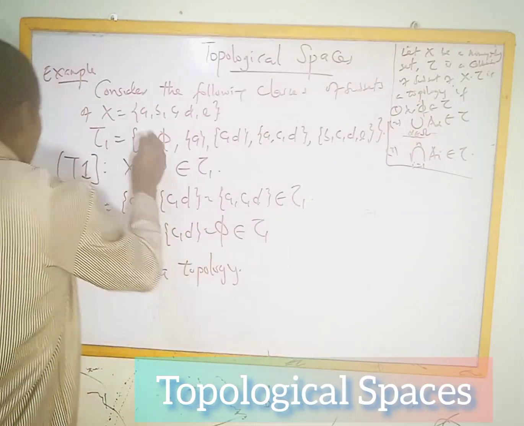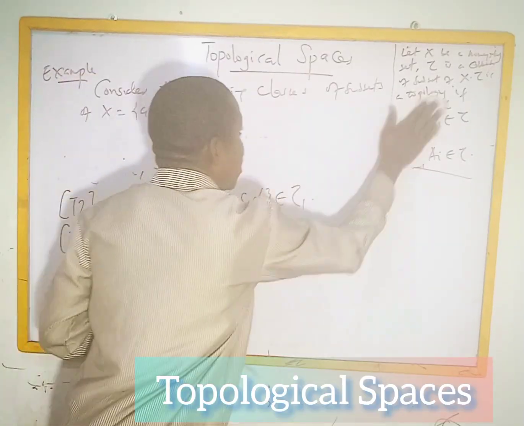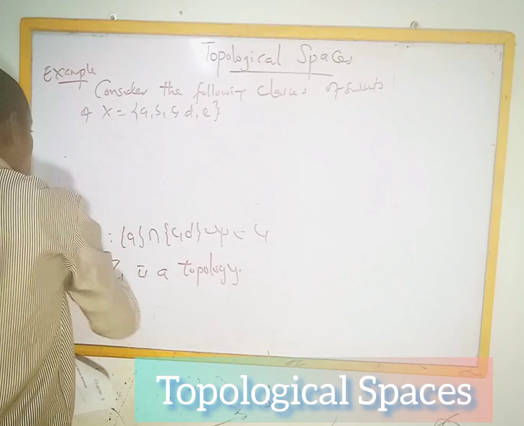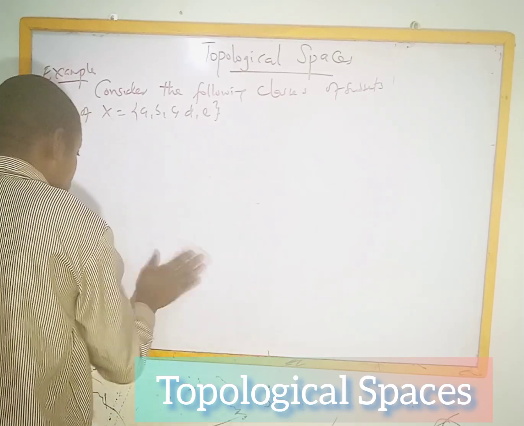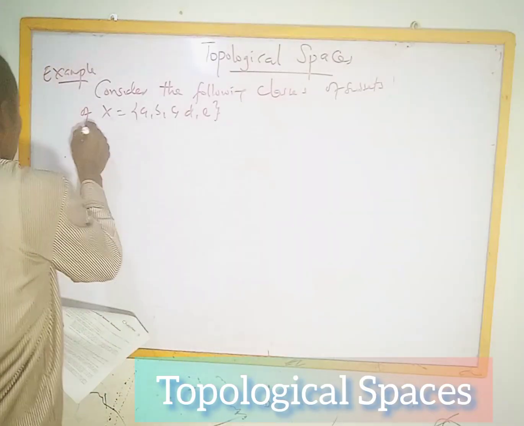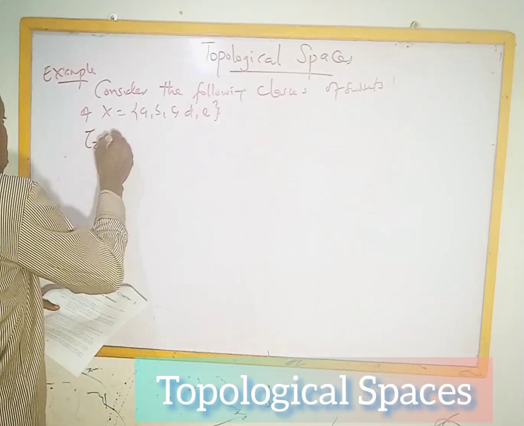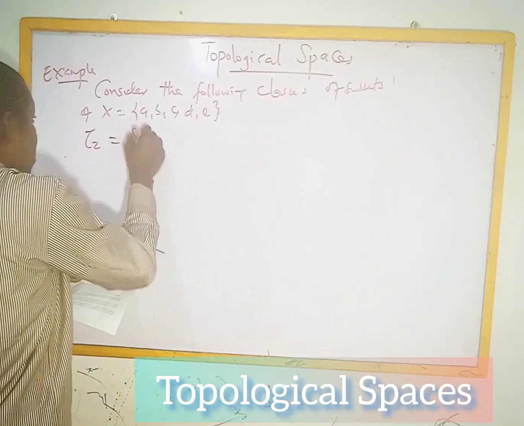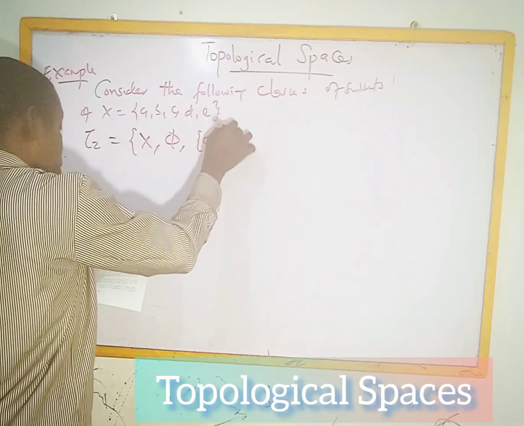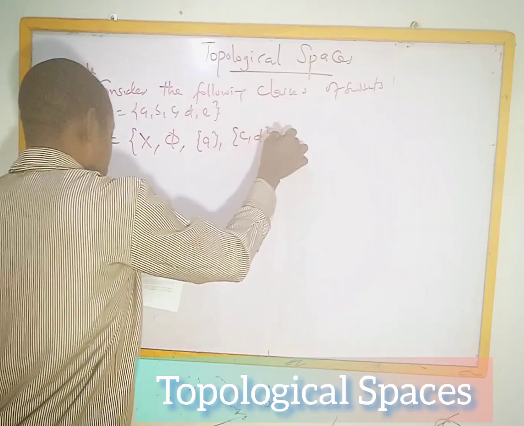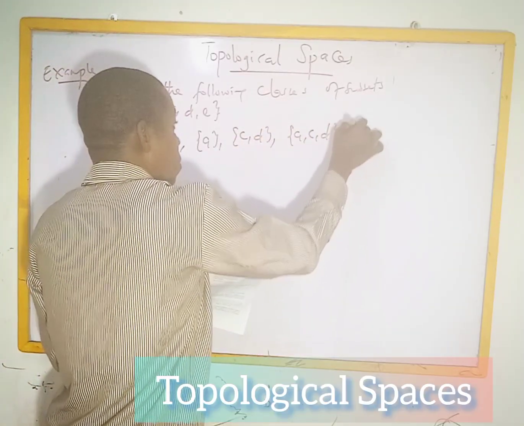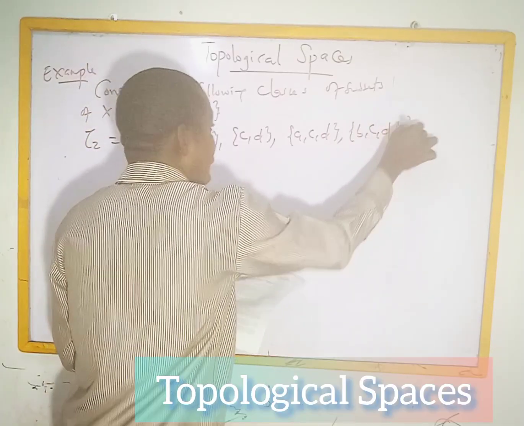Good. Now let's pick another subclass. Let me pick another subclass of the power set, to check whether it is going to give us a topology or not. Let's check together. Look at this tau 2. Let's say I have another tau: X, empty set, set A, CD, then ACD, together with BCD. So I have this one now.